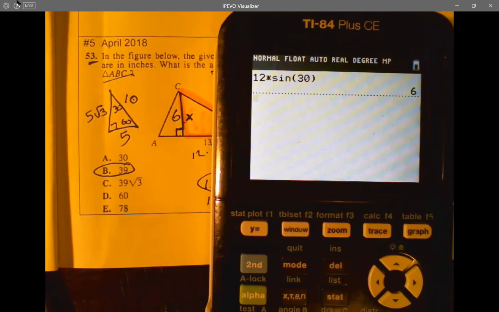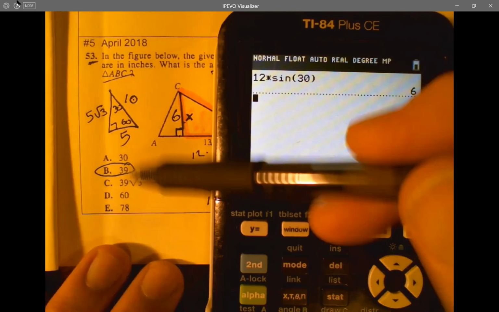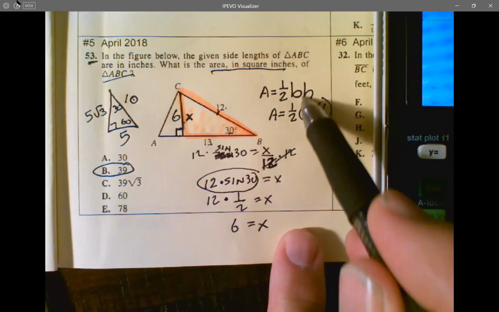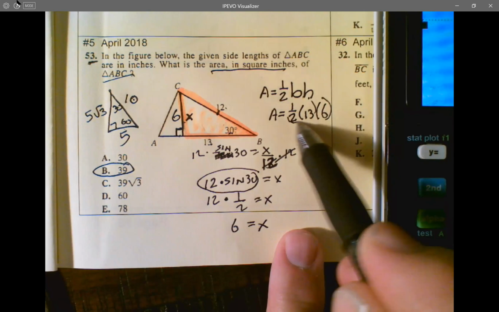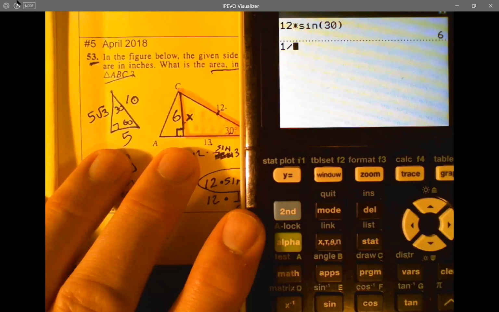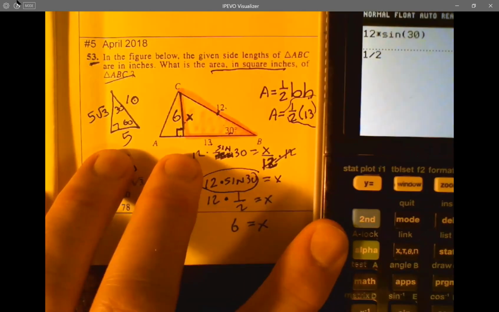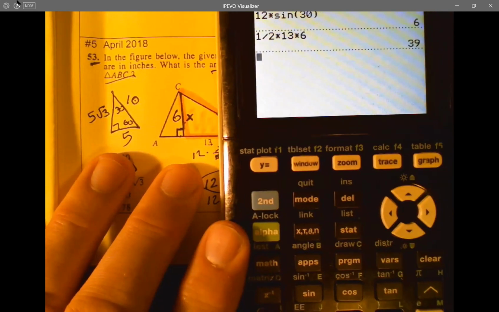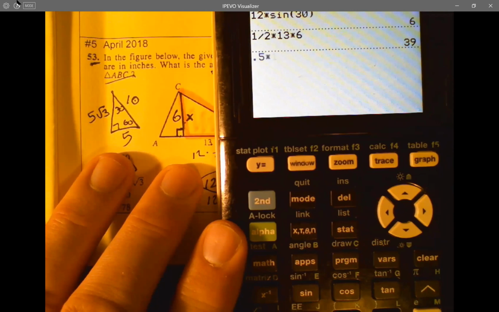Now, did anyone not get 6? All right, so we're all in degrees. That's good. So that's 6, and ACT is nice that they're not listing 6 as an answer. I could see someone selecting that. And then you just put the 6 in for the height. 1/2 is the same thing; I could just type in 1 divided by 2, and then times 13 and times 6. Or I could have said 0.5 times 13 times 6. However you want to type that in.